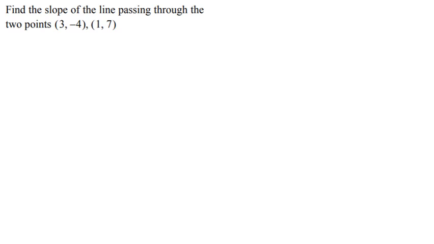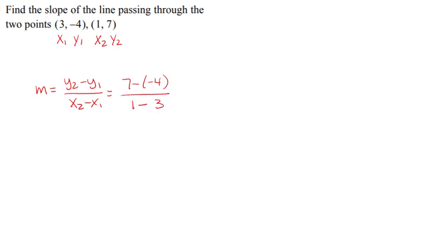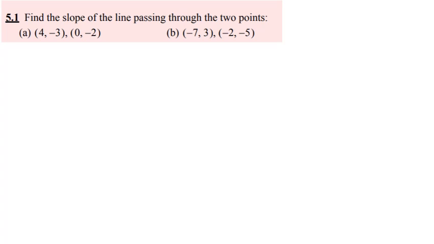Okay, so the first point I'm going to label as x1, y1. The reason why we label it x1, y1 is because the first coordinate is 3, -4, so that's where the 1's come from. And the second one is x2, y2, because that's the second coordinate. I'm going to write my formula, and I'm going to substitute my values. I'm going to simplify. And my slope is -11 over 2. Okay, this would be the point where I would ask you to try on your own. So if you want to pause and try, go for it.